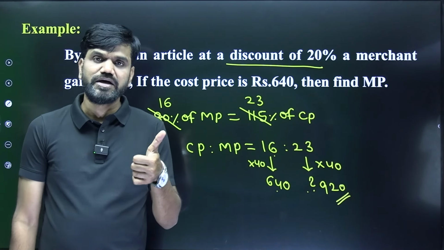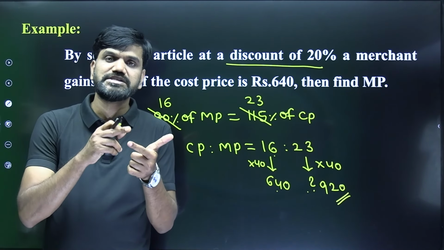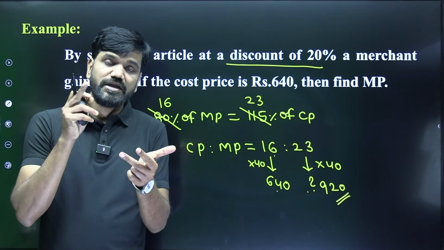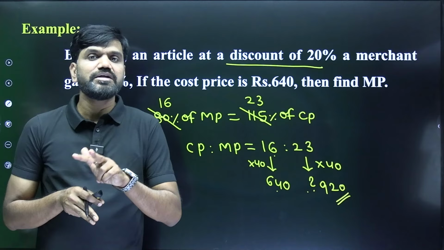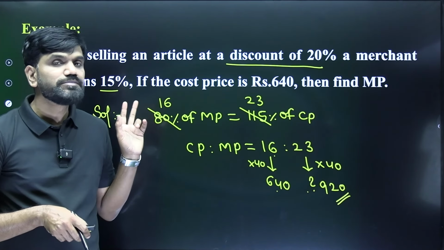These are the three types of problems that can come based on that data. One, they can ask you for markup percent. Two, by giving you CP, they can ask you for MP. Three, by giving you MP, they can ask you for CP. Beyond these three, there is no other way of framing the question based on this particular data.